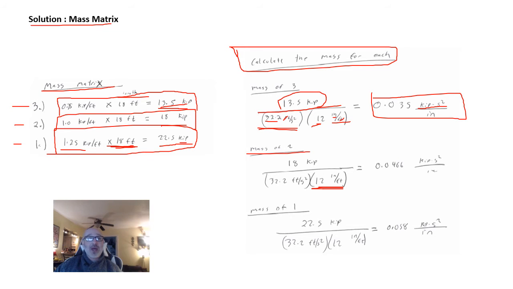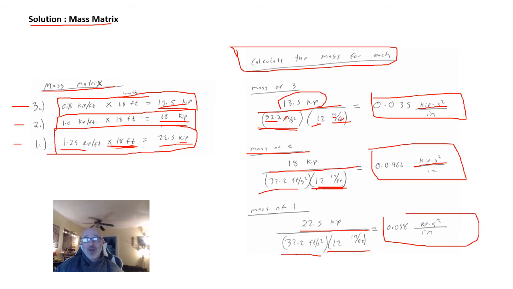So do the same thing for mass 2. Here this is 18 kips, so 18 kips divided by 32.2 feet per second squared times 12 inches in a foot is equal to, my mass 2 is 0.0466 kips times second squared per inch. And then I do the same thing for mass 1: 22.5 kips divided by 32.2 acceleration due to gravity in feet per second squared times 12 inches per foot is equal to 0.058 kips times second squared per inch.